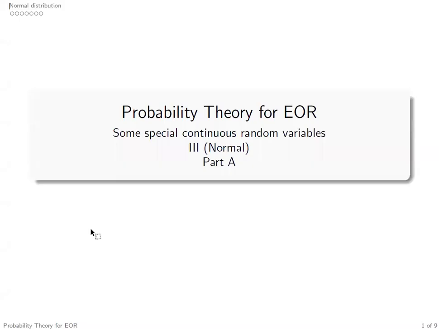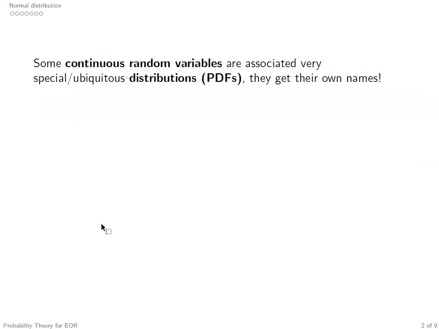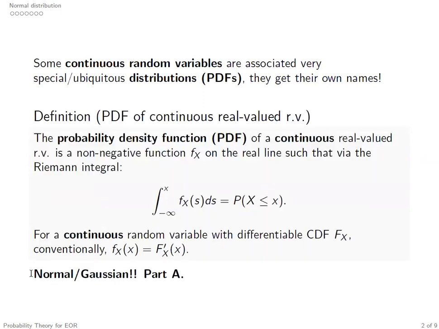This video briefly talks about the normal distribution. We know some continuous random variables have very special distributions, and they get their own names. In this video, we're going to briefly discuss the normal distribution. Sometimes it's also called the Gaussian distribution.